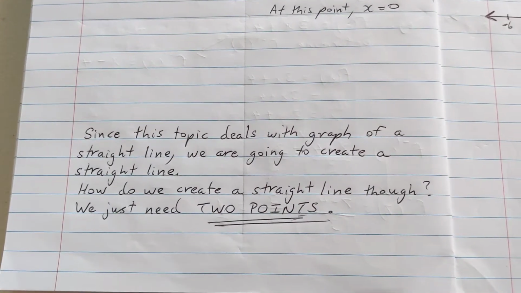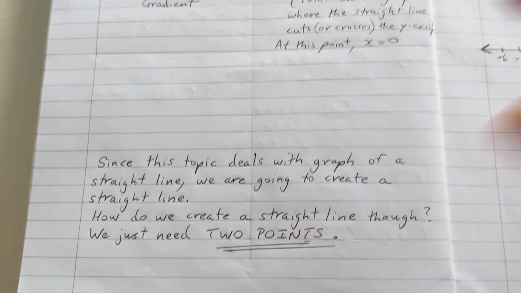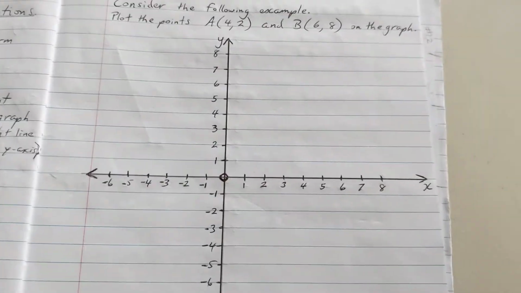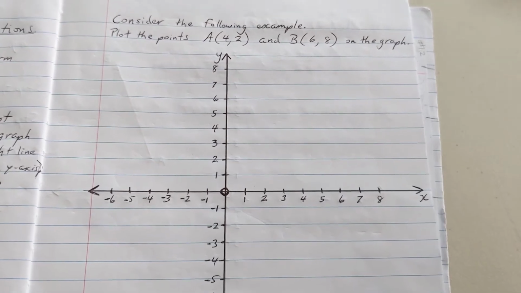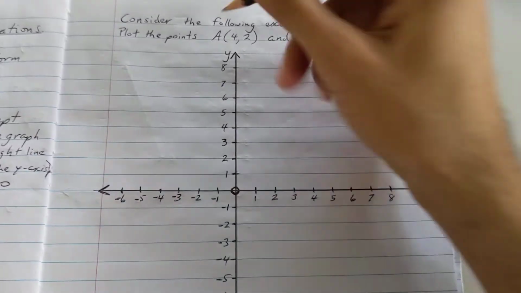So since we're looking at the graph of straight lines, the first thing is how we're going to get a straight line. All we need to get a straight line is 2 points on a graph. So we set up an example here already. I have a graph and I want you to plot the points A(4, 2) and B(6, 8) on the graph, and we'll see how to do this.